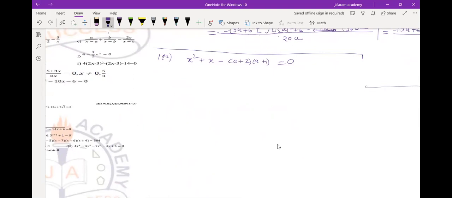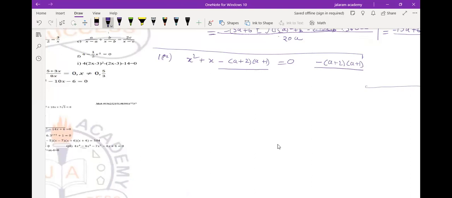Read the constant term properly. It has minus also. Minus a plus 2 into a plus 1. So what is coefficient of x square? 1. What is the constant term? Minus a plus 2 into a plus 1. Then find their product. So it will be negative. Is that clear to you?